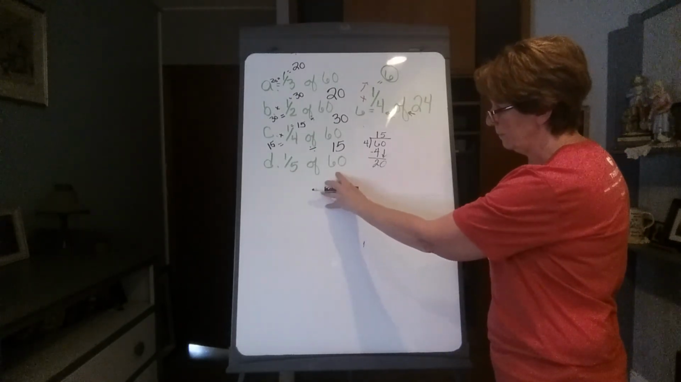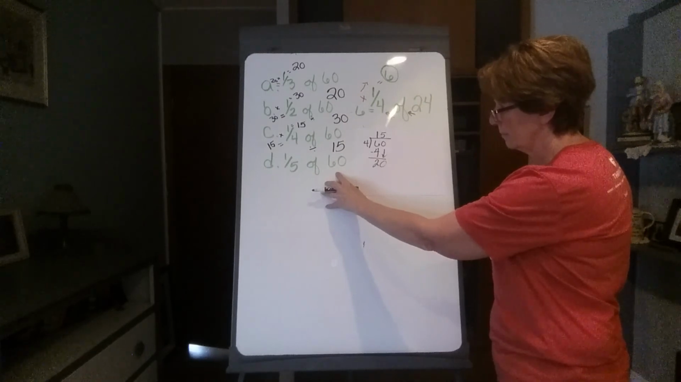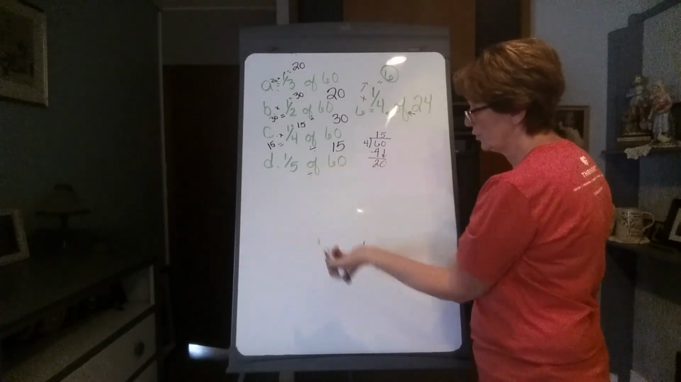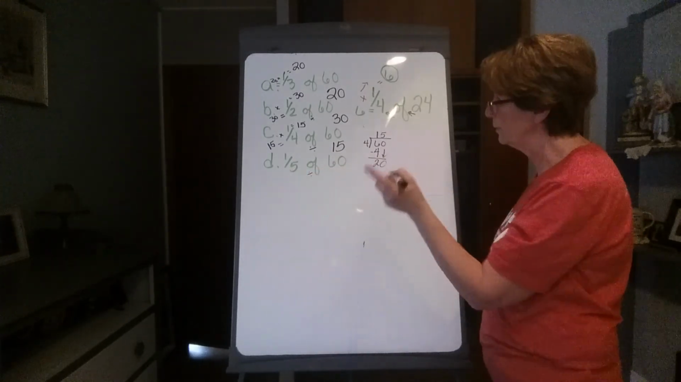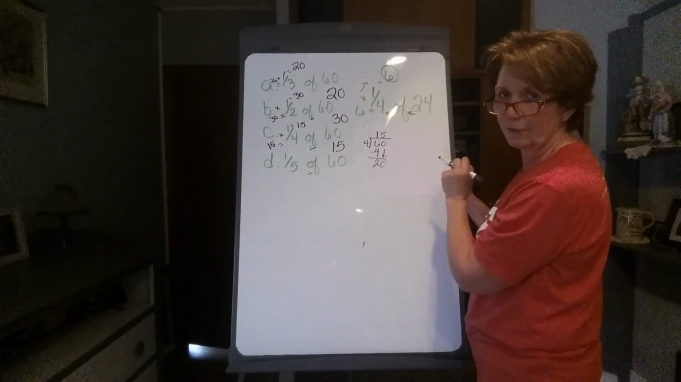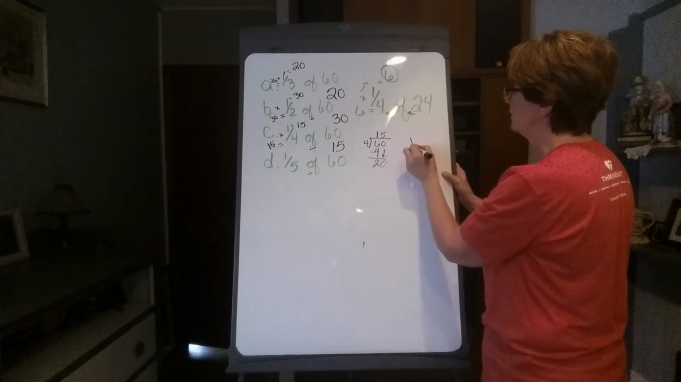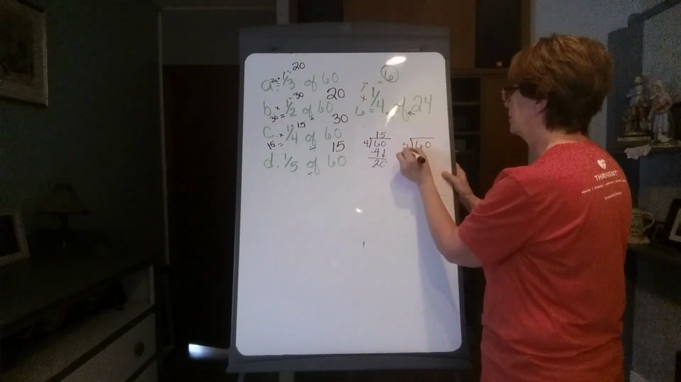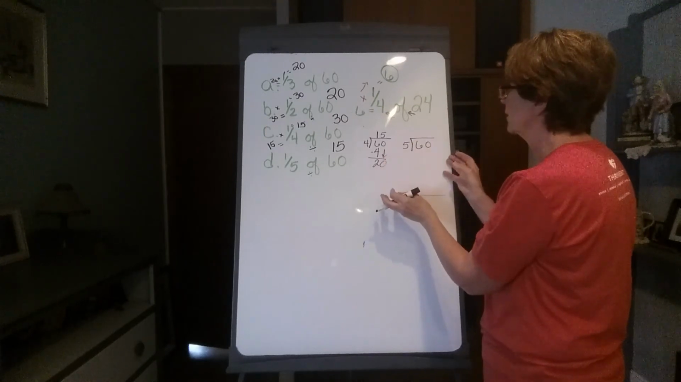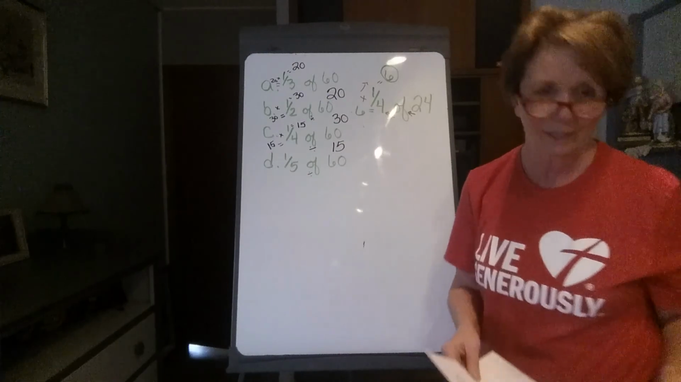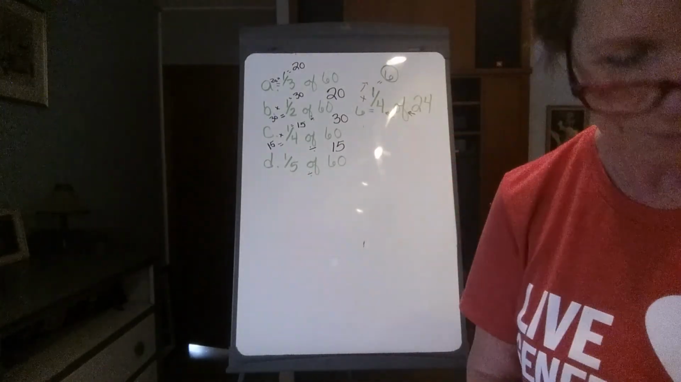Copy down D. Okay, let's try it. You try it on your own. I'm going to wait and not show you my answer until you've got your answer. So it's 60 divided by 5. You guys go ahead and work on it. And I'll work on it on my own here.